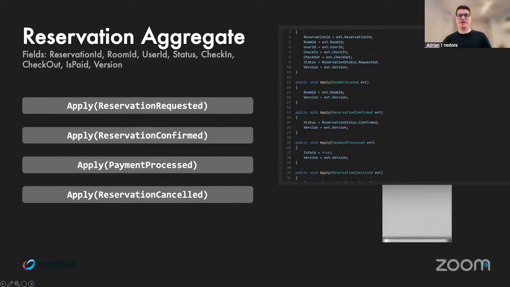And for each event, we have an apply method. And this is actually how the aggregate root is going to be built. It is going to have a lot of apply methods. We have an apply method for reservation requested, which initiates the reservation, reservation confirmed, which is going to update the status. Then we have the payment processed, which is going to mark the reservation as paid or not, and the reservation canceled, which is going to mark our status as canceled. The important idea is that these apply methods are the only place where events modify the aggregate's internal state.